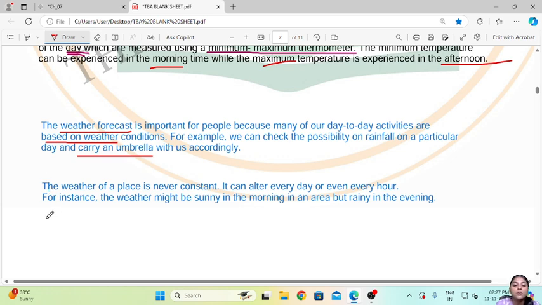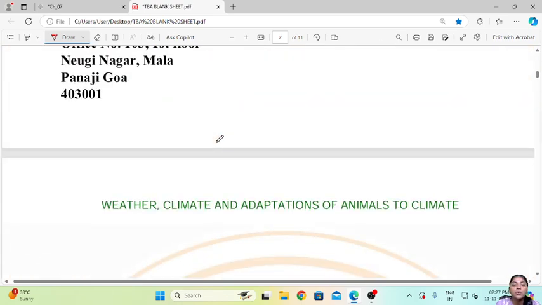Also, the weather of a day is never constant. This is one thing to keep in mind. It can change every day or even every hour. For instance, the weather might be sunny in the morning, whereas it can be rainy in the evening. So this is all about the weather.